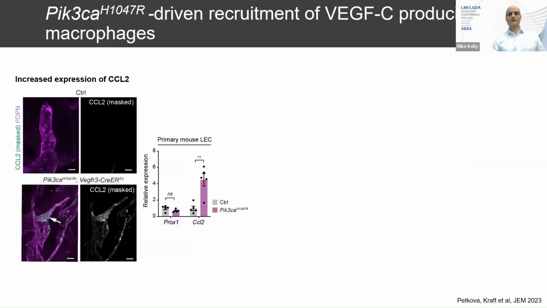So we performed staining of CCL2, and I should mention, CCL2 is one of the main chemokine attractants for cells of the myeloid lineage, such as macrophages and dendritic cells. Again, in control samples, we could observe no staining for CCL2 protein. However, in ectopic sprouts in microcystic lymphatic malformations, we could see that CCL2 protein was expressed. This was also true on a transcript level when we looked at RNA levels, specifically isolated from LECs of microcystic lymphatic malformations.